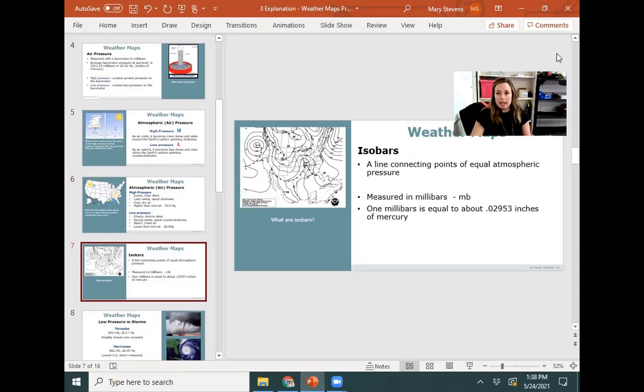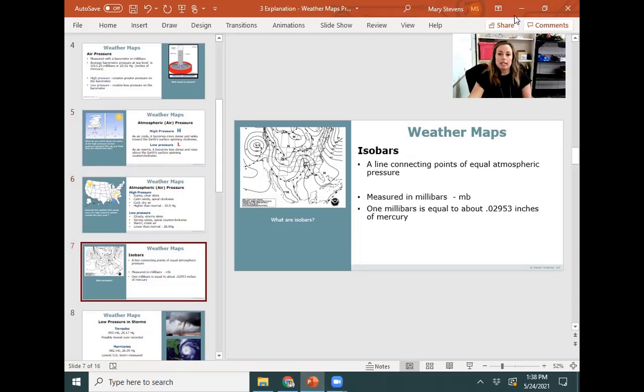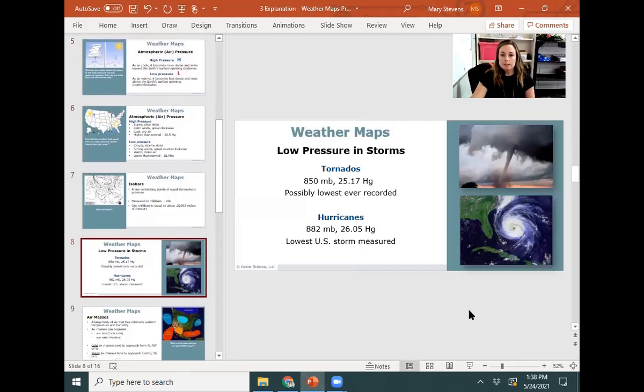On a weather map, we have isobars. Isobars are going to connect points of equal atmospheric pressure. On this map, you can see these lines here that all connect the different areas of like pressure. Some of the most common low pressure systems that we see are going to be tornadoes and hurricanes. Both rotate in that counterclockwise rotation like we said low pressure systems do.